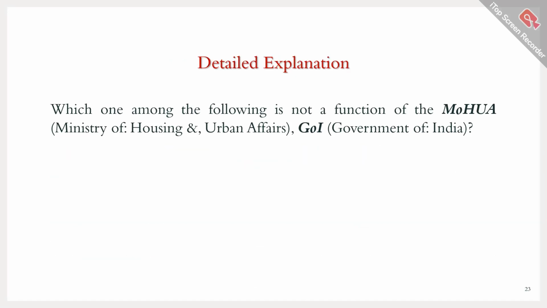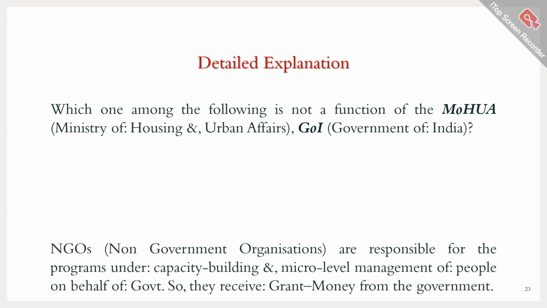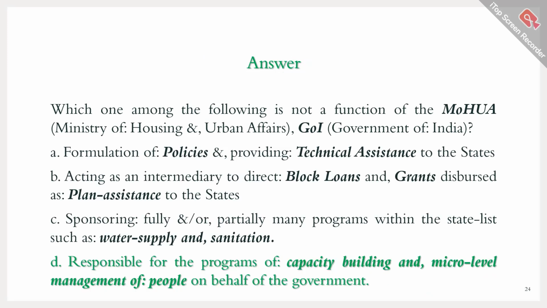So the detailed explanation is as follows. NGOs or non-government organizations are responsible for the programs under capacity building and micro level management of people on behalf of the government. So they receive grant money from the government. Okay, so option D is the correct answer, responsible for the programs of capacity building and micro level management of people on behalf of the government. Because NGOs do those jobs, the MOHUA is not responsible.